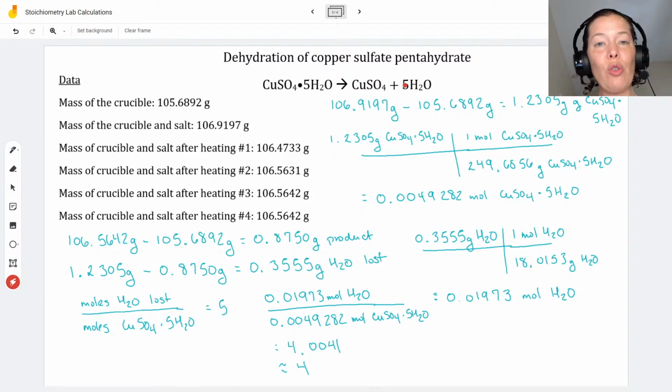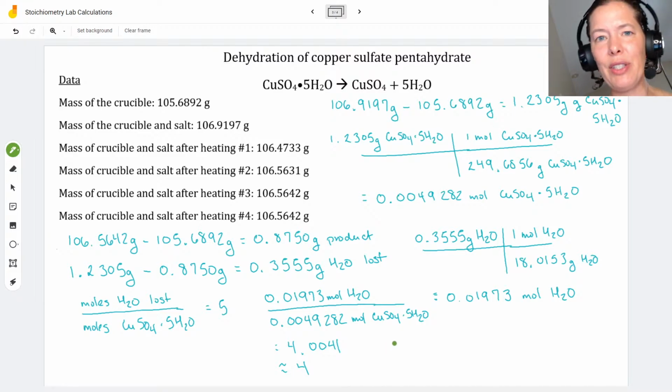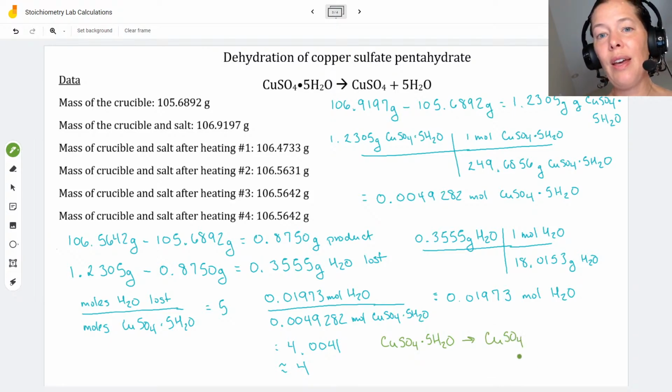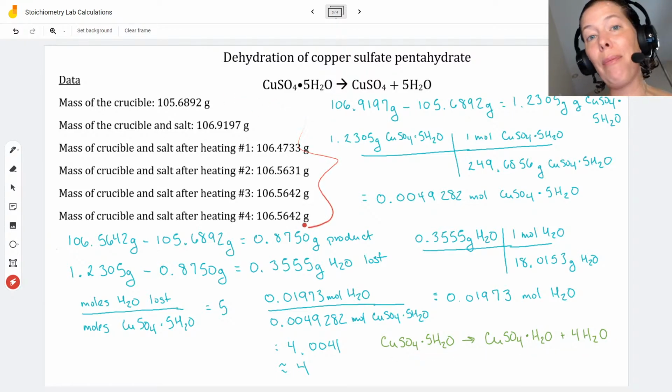So what I'm going to do is write the balanced chemical equation for my data here, because this balanced chemical equation does not represent what my data says. And because I've got a lot written on the screen, I'm going to write this in green. Okay, so here's my balanced equation. I still started with my copper sulfate pentahydrate, but I didn't end up with just pure copper sulfate. I ended up with copper sulfate with 1 water attached, or a monohydrate. Or if you wanted, you could have put a 1 in front of there. And I drove off 4 water molecules. So this is my balanced chemical equation based on my data right here.